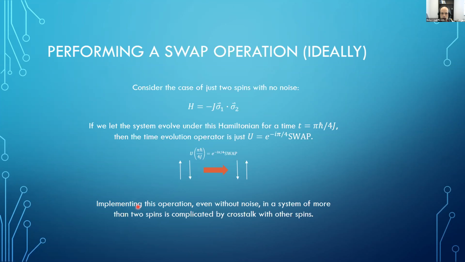Now, if we introduce more spins, then even if you had no noise and it was just nearest neighbor coupling, you will have crosstalk due to the interactions of the two spins that you're trying to do the swap operation on with other spins that you're not doing the operation on. So that will reduce the fidelity, as we will see shortly.